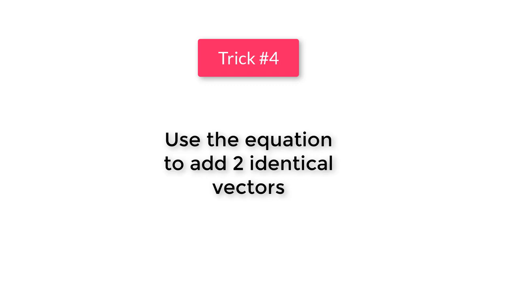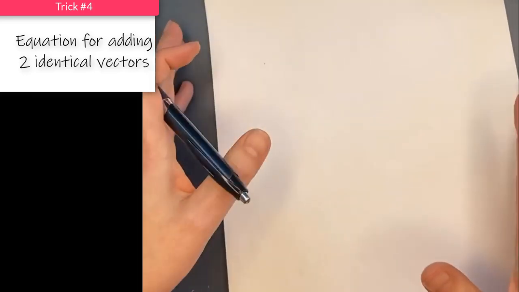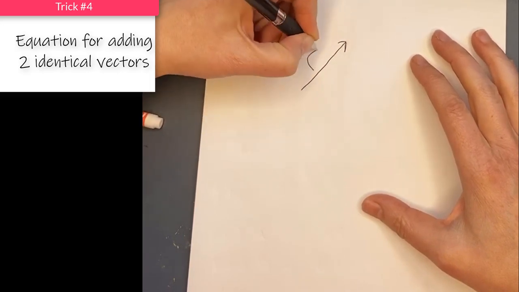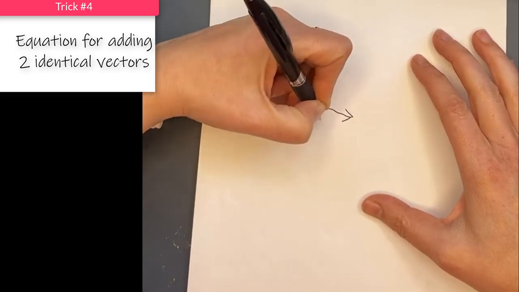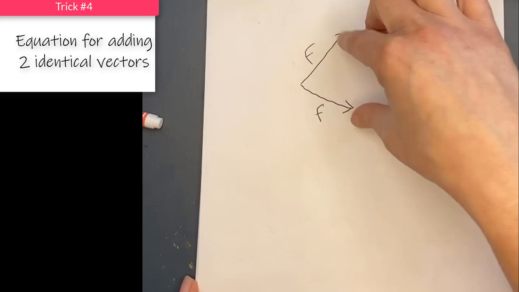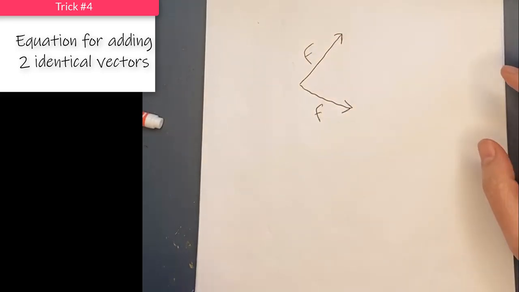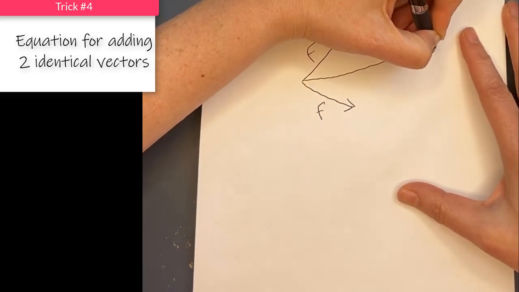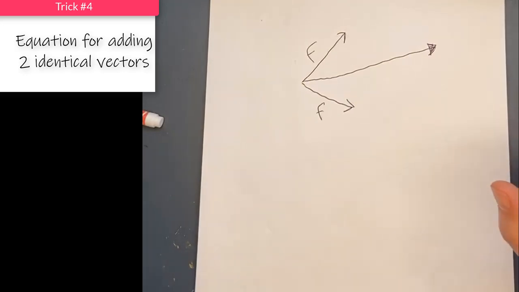Or if you have two identical vectors, there is a fabulous trick to solving the result, and that is trick number four. Trick four, adding two identical vectors has an equation. Okay, we're going to start with two vectors that are identical. Vector one, vector two. Now, it should be pretty clear to you guys that if you add two identical vectors, and yes, these don't look particularly identical, then the resulting vector is going to be right in the middle. Does that seem clear? Well, I hope so, because I'm not going to prove it.